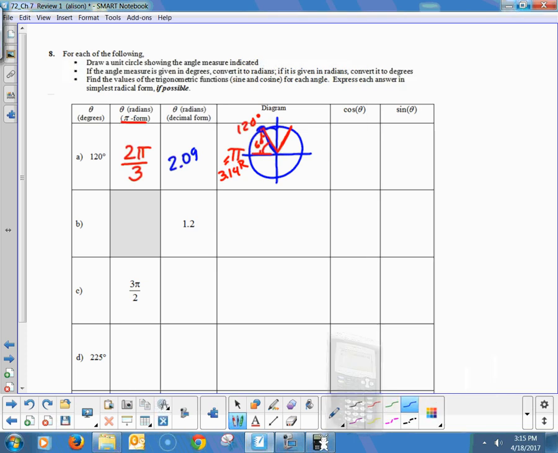Okay, and the cosine of the angle is this short side. The cosine of the angle is 1/2. Oops, it's backward, 1/2. And the sine is that height, and it is root 3 over 2.